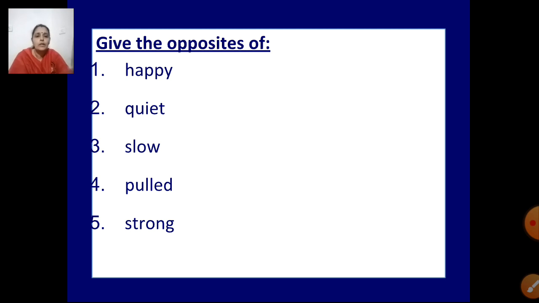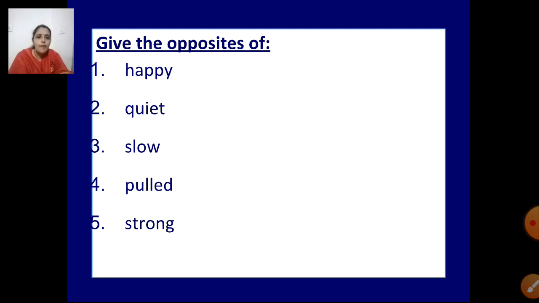Yes, have you written down? Happy, quiet, slow, pulled, strong. I'll repeat it again. Happy, quiet, slow, pulled, strong. Yes? So write down the opposites of these words and then I'll show you the answers. Shall we see the answers?